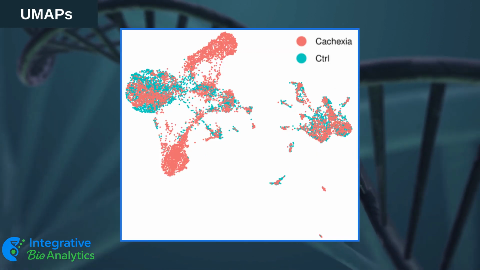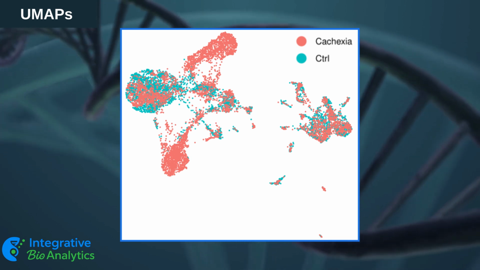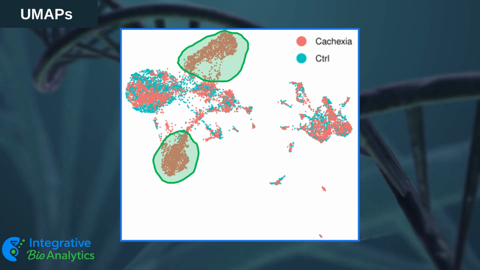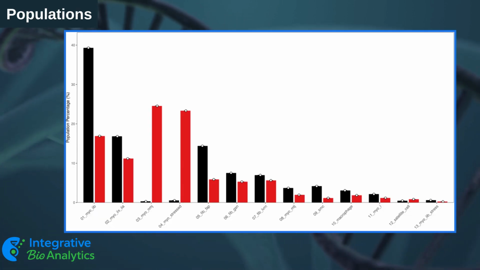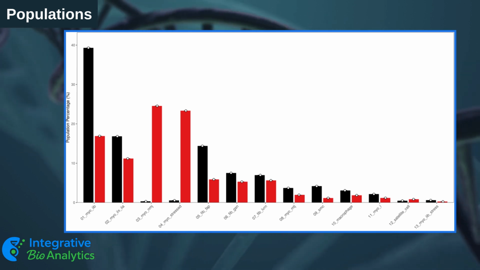If you have multiple conditions, check the condition UMAP. This will reveal condition-specific populations. Here, for example, 2 populations show up only in the muscle wasting condition. If you open the population folder, you will find bar plots and tables with the exact percentages.